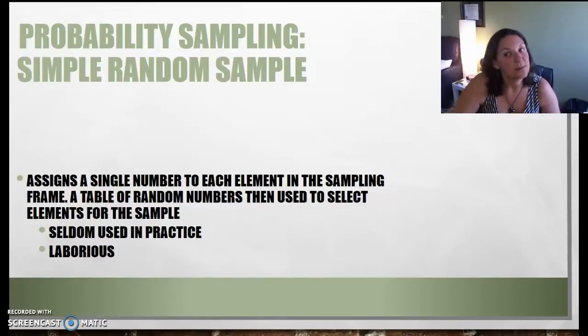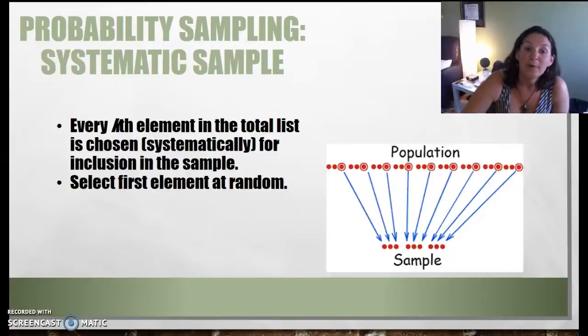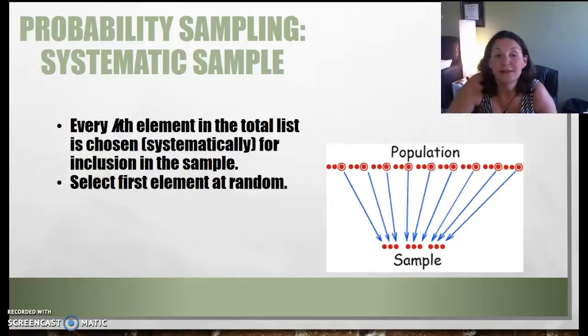The first one's called simple random sampling, and I'll tell you, bottom line, nobody uses it. It's pretty laborious, and it requires a computer program. Most people don't really do it. What most people do is something called systematic sampling. So systematic sampling is choosing every kth, every nth, they always say kth, every kth element in a total list, and then selecting at random.